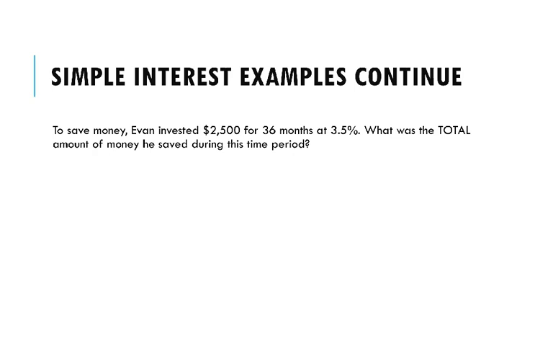To save money, Evan invested $2,500 for 36 months at 3.5%. What was the total amount of money he saved during this time period? So he's investing $2,500 for 36 months, but the simple interest formula needs years. So in order to do that, you're going to have to convert it. Well, I know right off the bat, there's 12 months in a year. So 36 divided by 12 will give us 3 years. You have your 3.5%, which is going to be your rate.